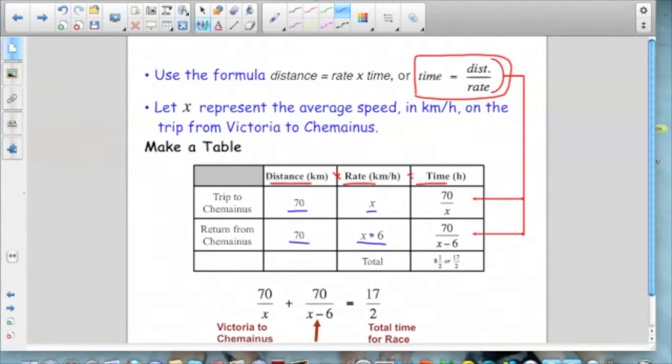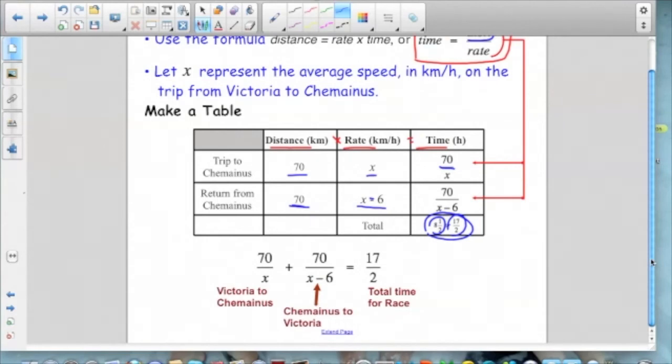All right, and we know this formula comes into play. Distance, which we know is 70, is on top of x. And same thing here. The distance of 70 is on top of that. And what's the total time? Well, the total time is 8.5 hours, right? 17 over 2 is a good one. Now we put it into an equation.